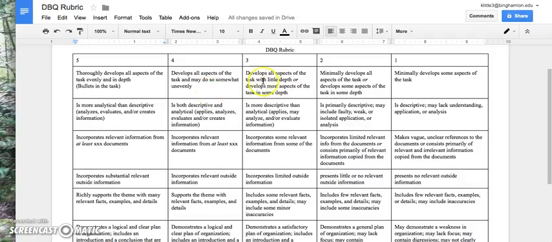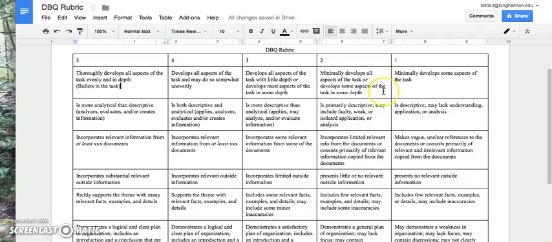A 3 is in the middle. You developed all aspects of the task, meaning you answered all the bullets, but you really didn't give enough details or depth to those bullets to get more than a 3. So if that same DBQ with Martin Luther and Gandhi, maybe you gave some details about the 95 Theses and Protestants, but that was about it. And for Gandhi, same kind of thing. You mentioned the Salt March, you mentioned partitioning, and that was kind of the end of it. Not a lot of details going on here.